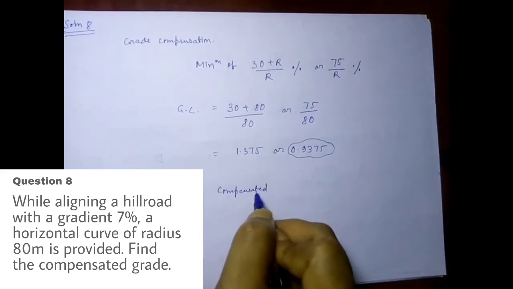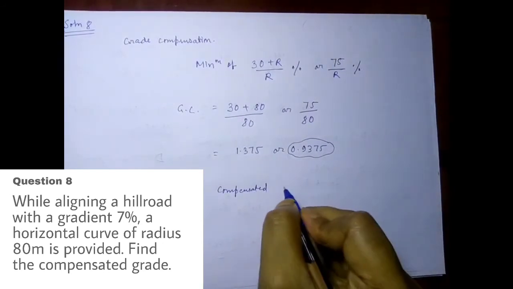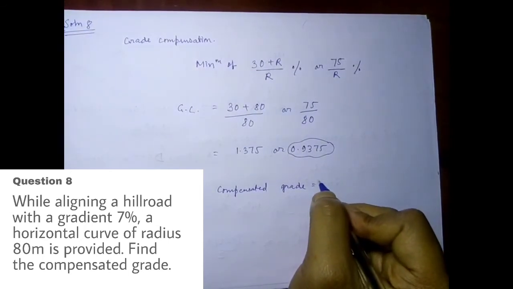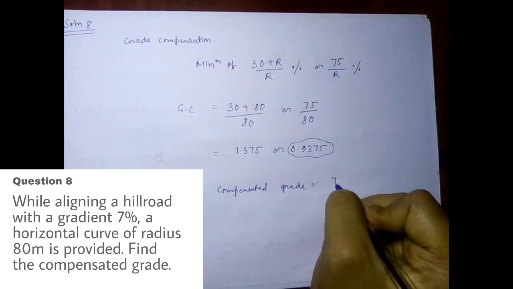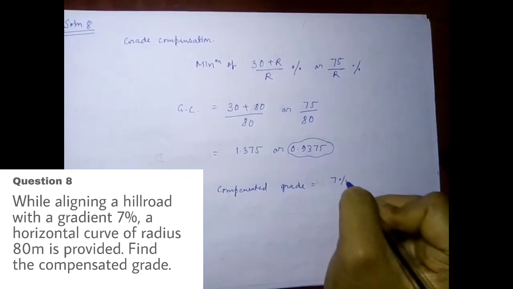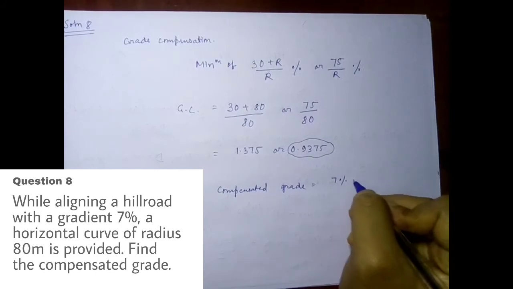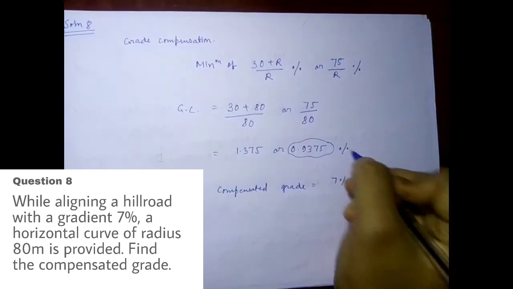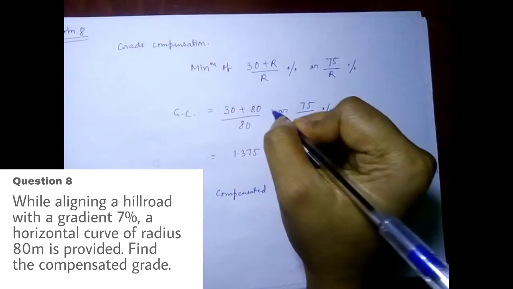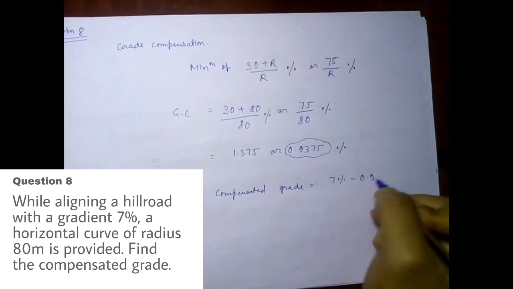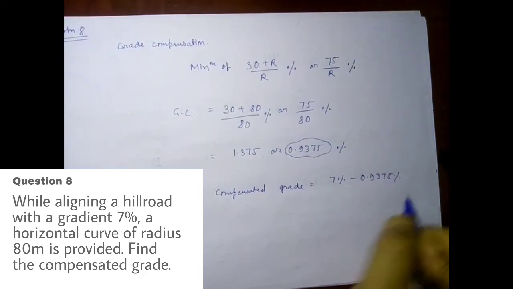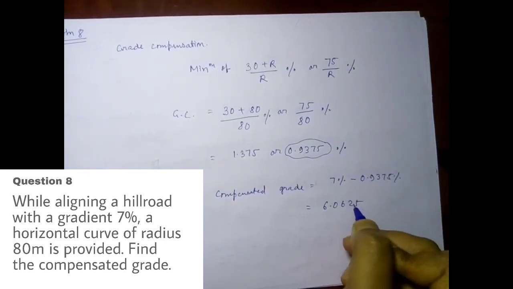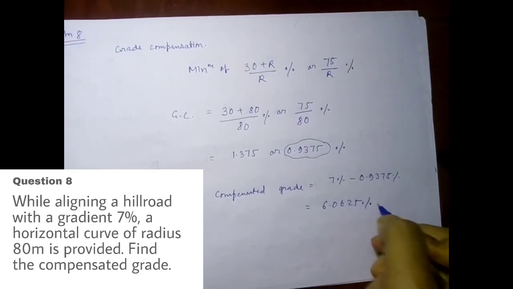And therefore the compensated grade will be the one that will be reduced from 7%, that is the gradient available with the hill road. So 7% minus this in percentage, 7% minus 0.9375 percentage, and we get the compensated grade as 6.0625%.